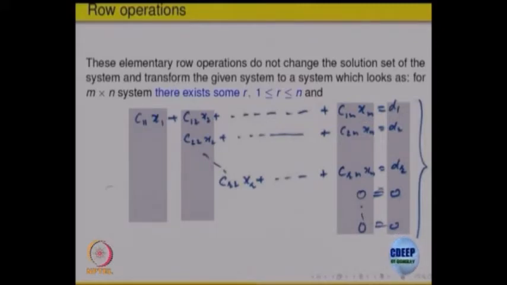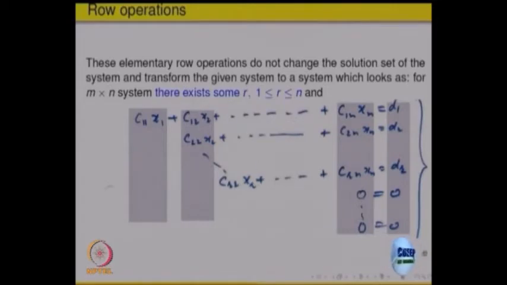So, what we have done is reduced the number of equations required to find the solution to possibly r equations. The remaining equations are all 0 equal to 0. This is the method suggested by Gauss: do those elementary row operations on the system and transform it into this form. But what is the advantage of this?